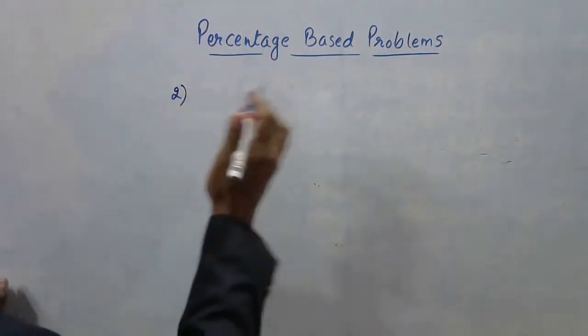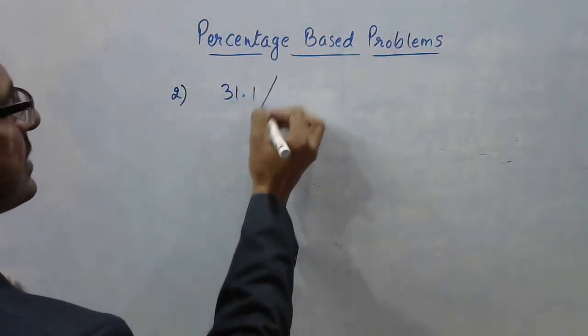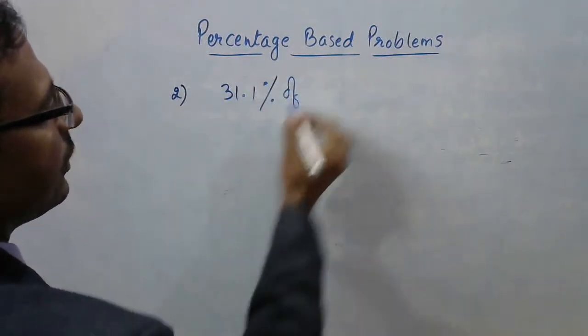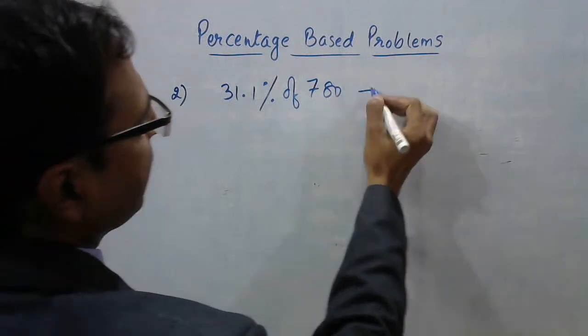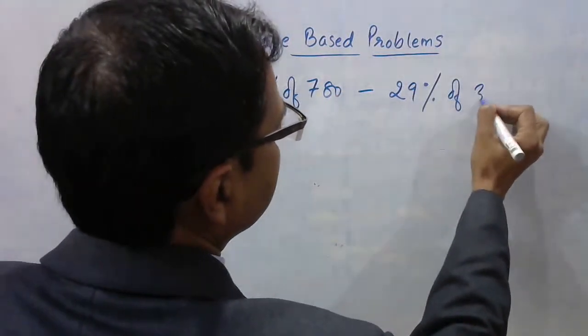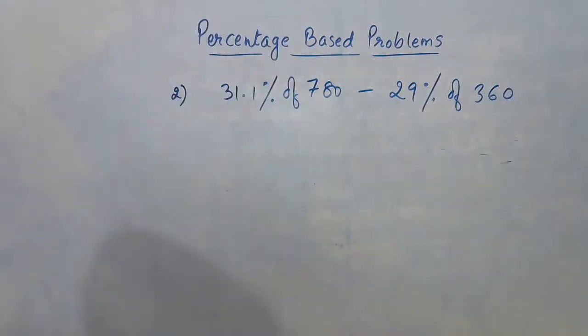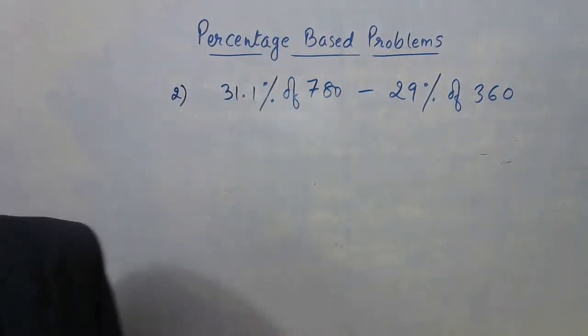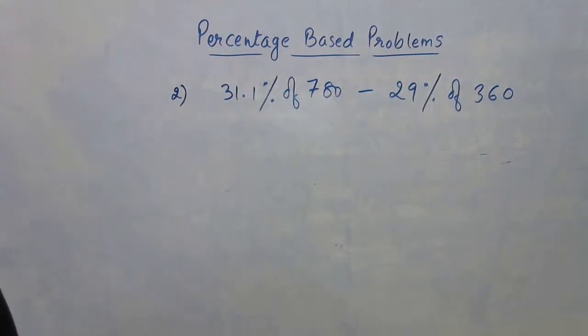So you need to find this orally now. 31.1% of 780 minus 29% of 360. Okay, how do we solve this one? Now, this is very interesting. Let's see who gets the answer of this question correct. I'll give you 30 seconds to solve this one. And after 30 seconds, I'll be doing it on the board so you can check your answers, whether you got it correct or not.